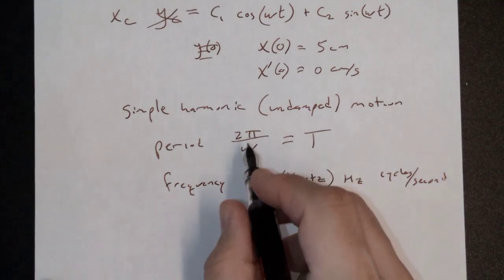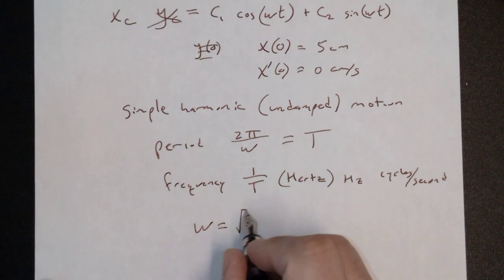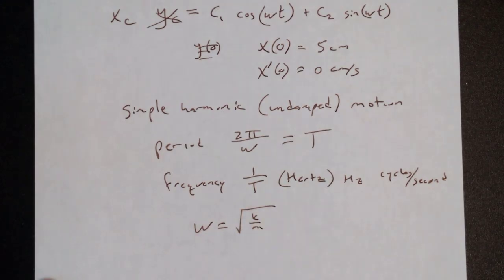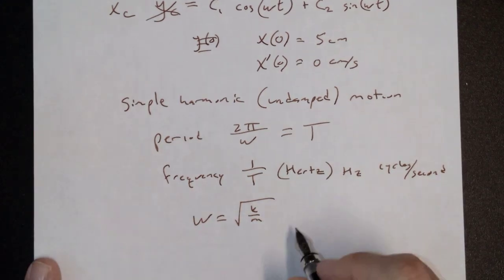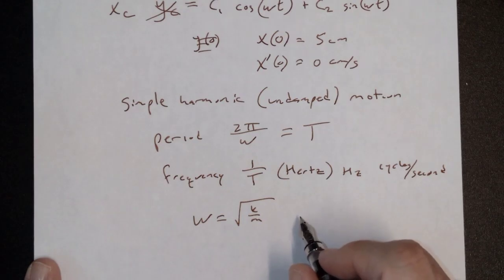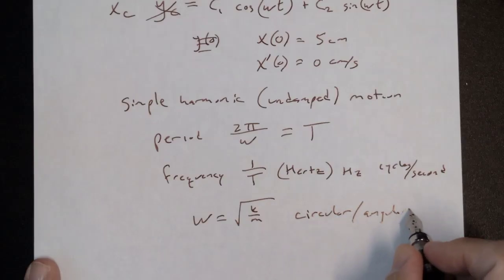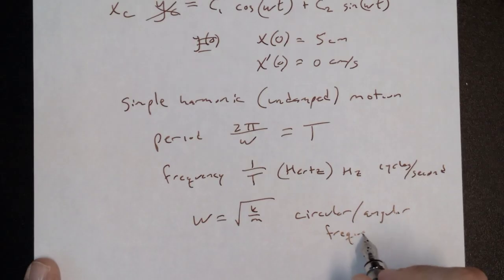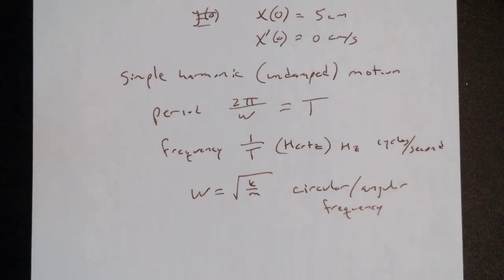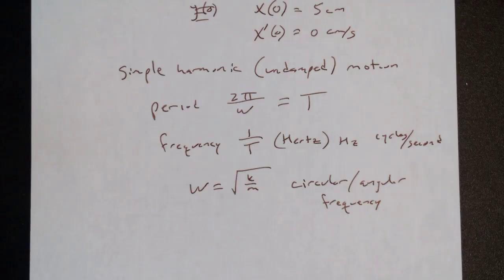And omega, this w we were looking at, that's the square root of k over m. That's where we got it from. That's our angular frequency. Now, depending on which book you read, that's also referred to as the natural frequency. Sometimes they use the 2 pi over omega, the natural period instead.